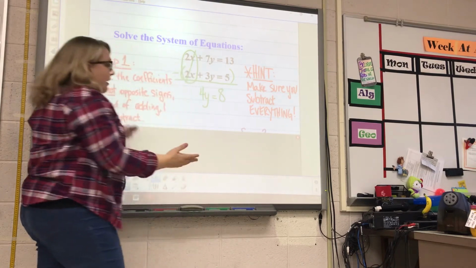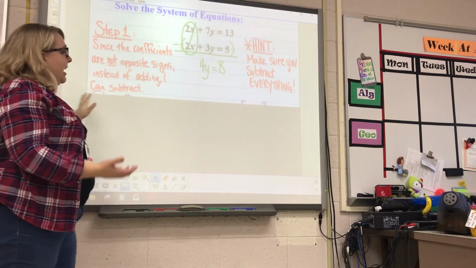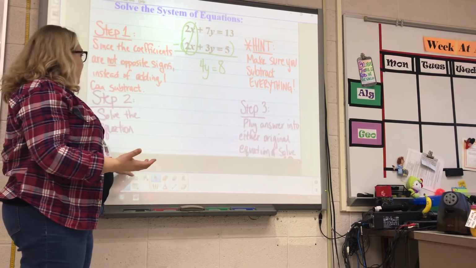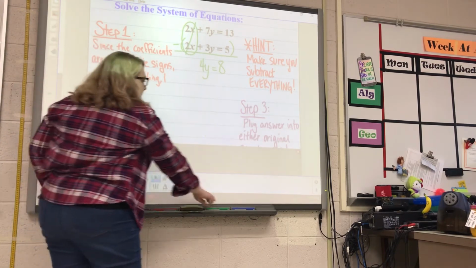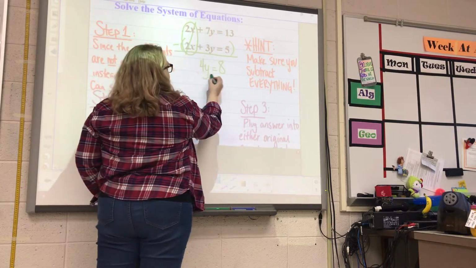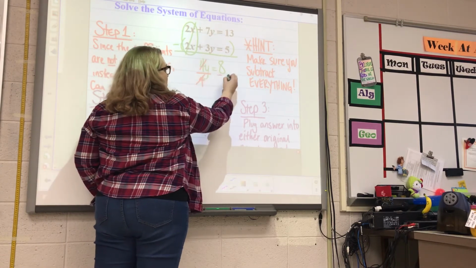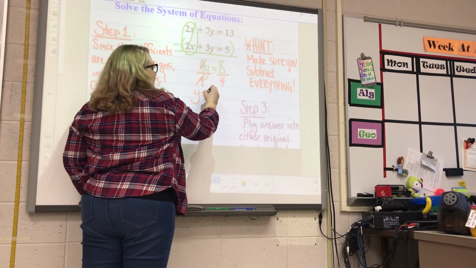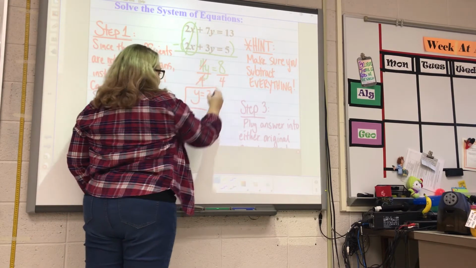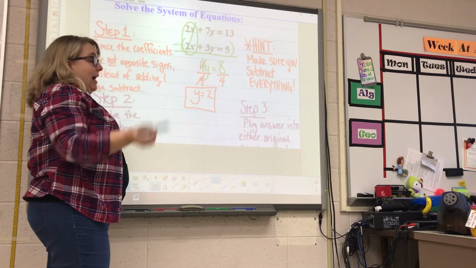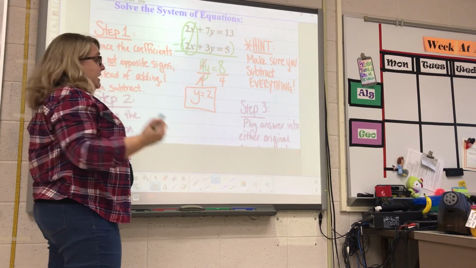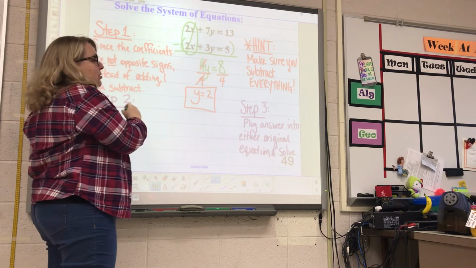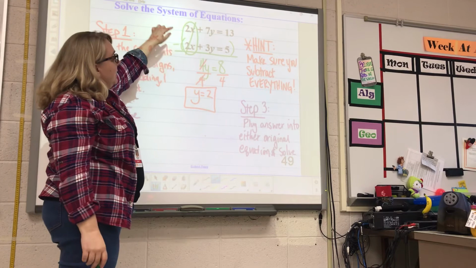So now I have eliminated my x. I only have y left. I have a simple equation that I can solve. So step 2, solve the equation. So when I'm solving this equation, I'm going to divide by 4 to get rid of that 4 that's multiplying the y. And then I would end up with y equals 2. Again, if your problem has x and y in it, your answer needs to have x and y in it. So my third step is I'm going to plug my answer into either original equation and solve.